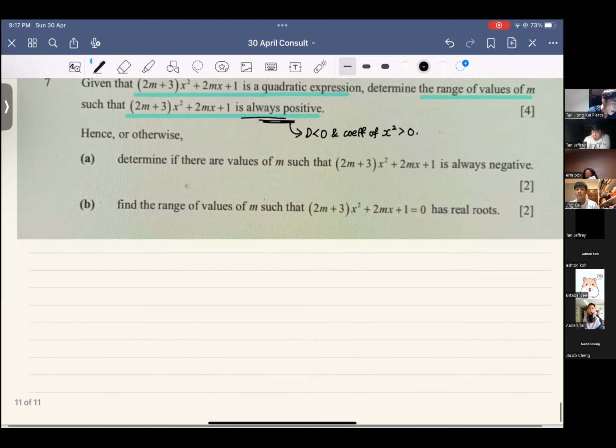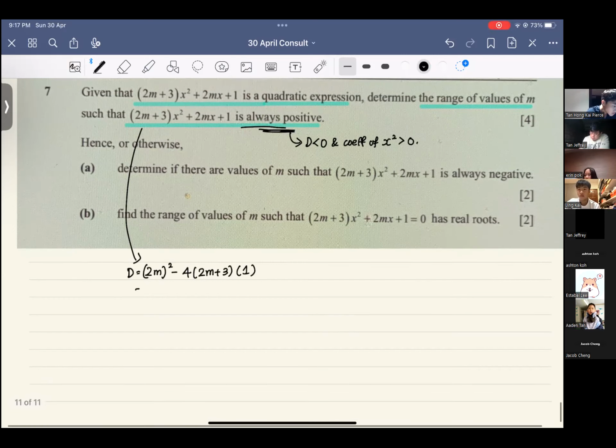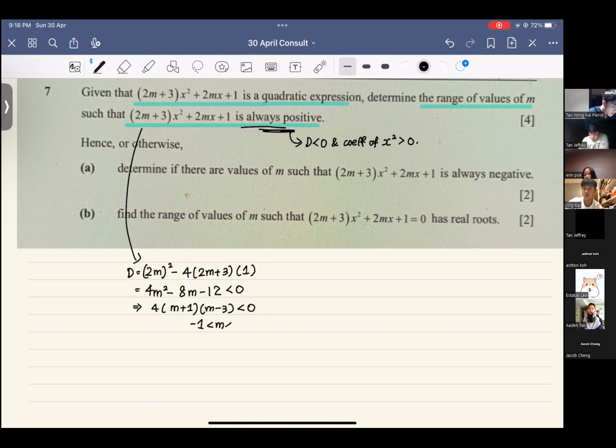Okay, so from here, first I find a discriminant. The discriminant is b squared minus 4ac, right, which is the same as 4m squared minus 8m minus 12, correct? You want this to be less than 0, right? You want this to be less than 0. This will imply that 4 of, you factorize, m plus 1, m minus 3 less than 0, negative 1 less than m less than 3.